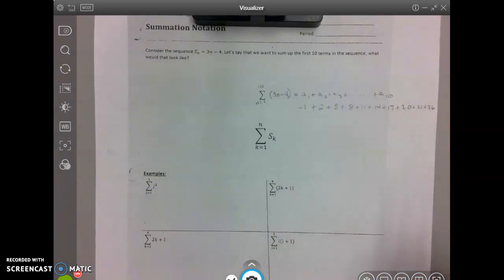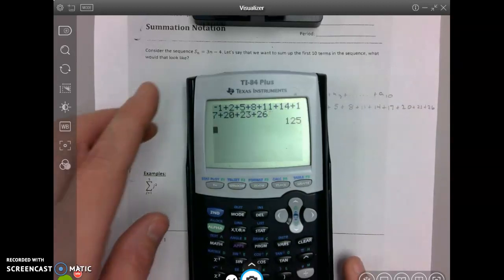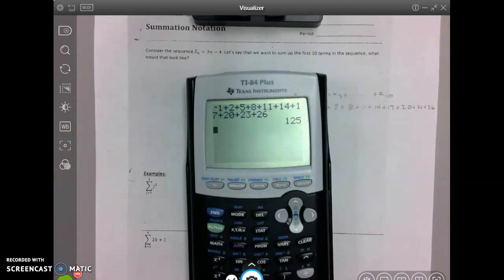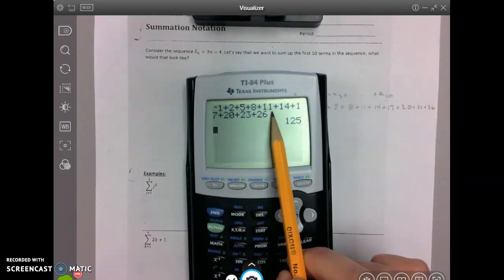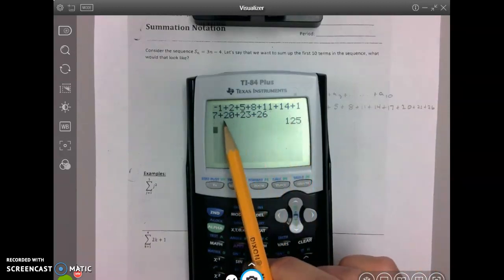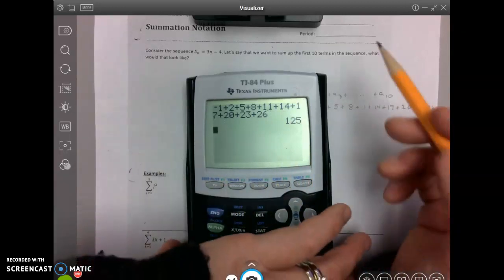up. So then I can simply go to my calculator. Negative 1 plus 2 plus 5 plus 8 plus 11 plus 14 plus 17 plus 20 plus 23 plus 26, and I get, did I add something wrong? Negative 1 plus 2 plus 5 plus 8 plus 11 plus 14 plus 17. Nope, got that. It is 125. Okay?